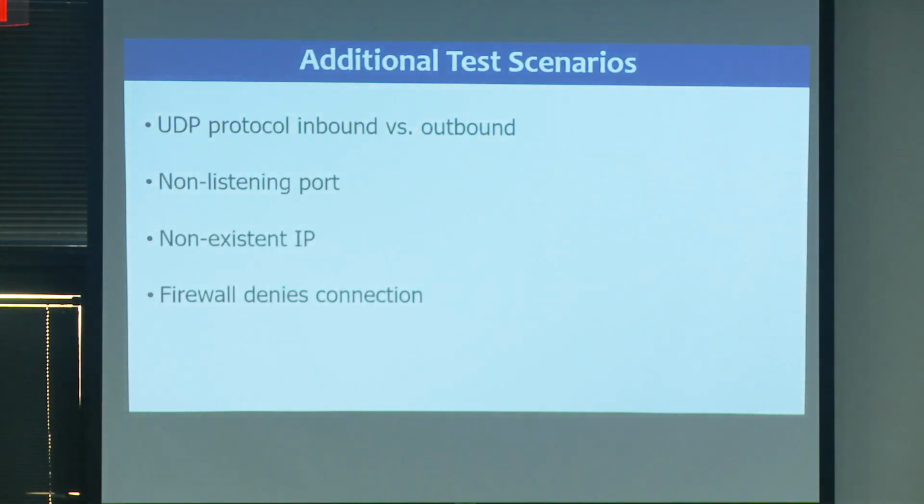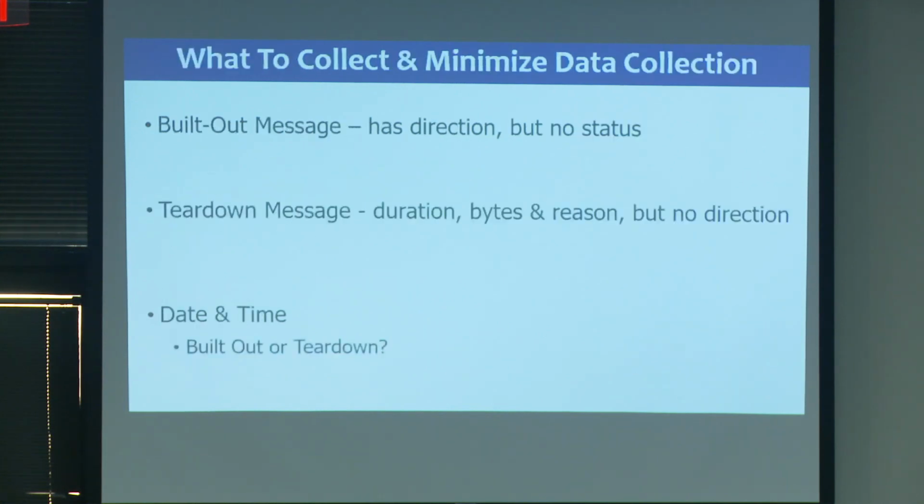Some other things to test. What does that look like on the UDP side? What if, is it the same ASA code? Is it different? What if you have a rule that blocks the traffic on the firewall? And how does that connection look like? Or syslog message? Or if the IP doesn't exist, right?